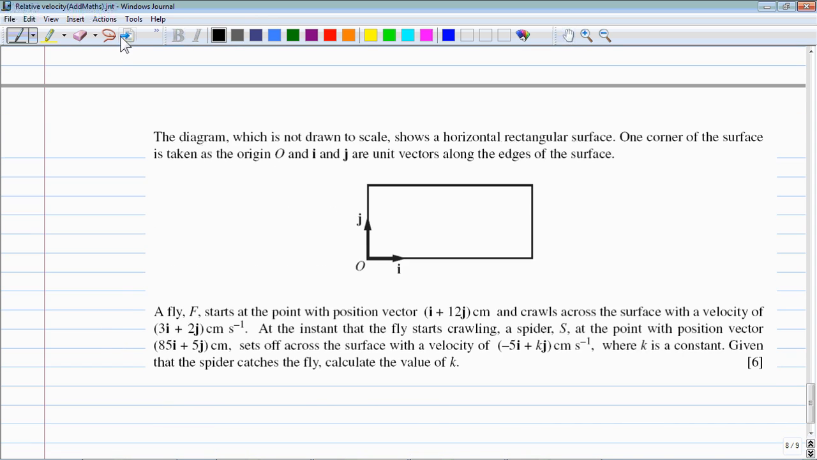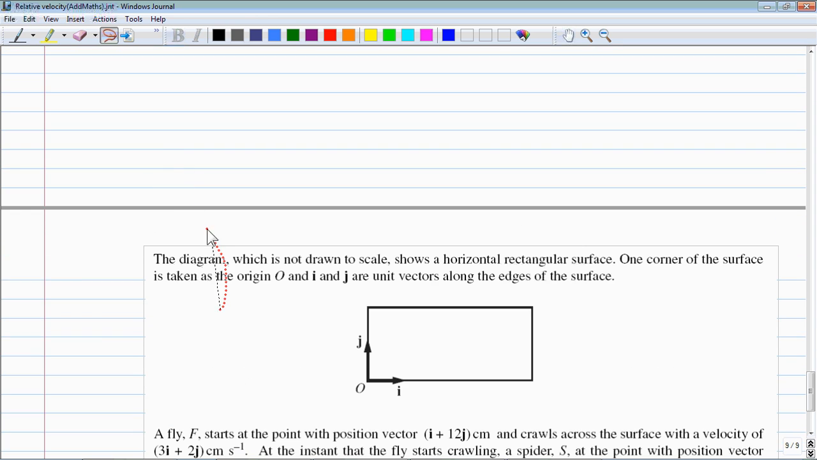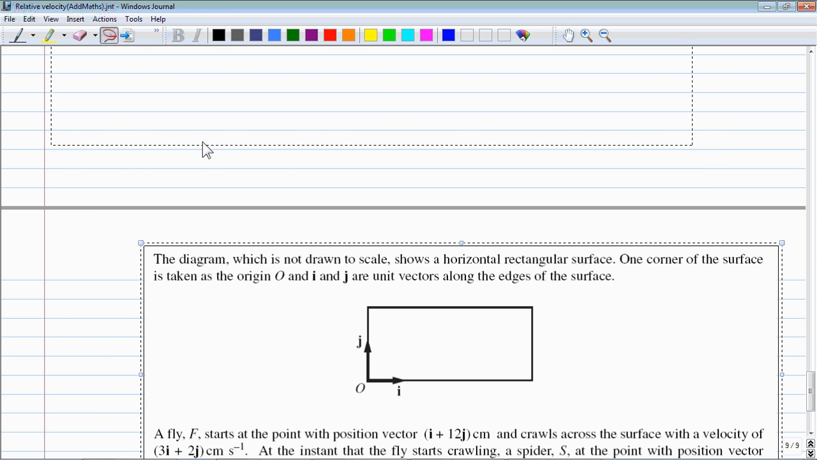Okay, let's have a quick look at the second example. I think I'll just move it up somewhere here. Oops. I'm in trouble today. There we go.